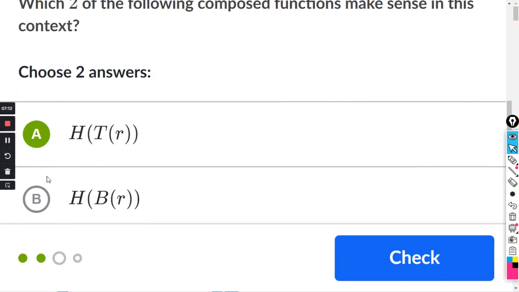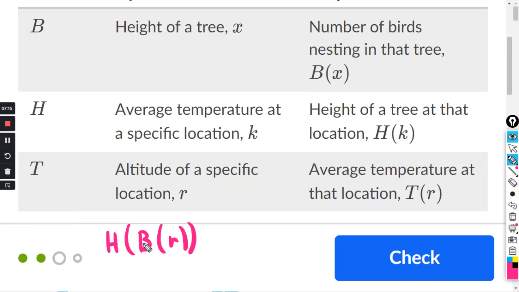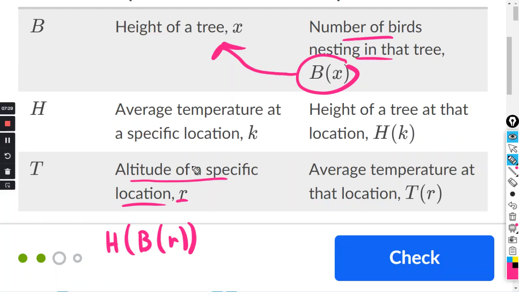Next up is H of B of R. Let's see. Okay, H of B of R. R is the altitude of a specific location. But the function B is the number of birds based on the height of a tree. So the altitude of a location and the height of a tree are two different things. Okay, so you can't use R for the B function, because this function is dependent upon the height of the tree, not the altitude of a specific location. So that one does not work.